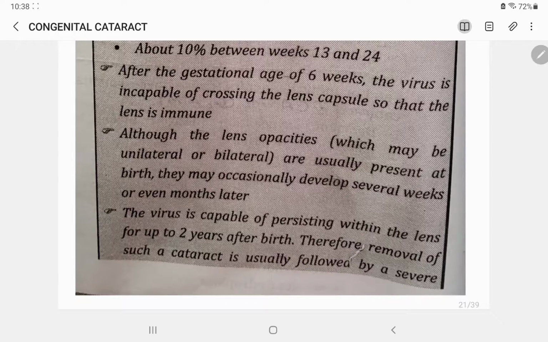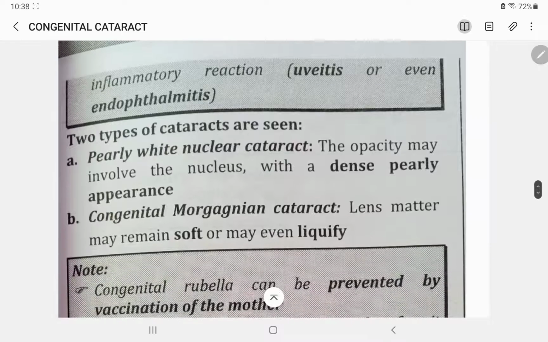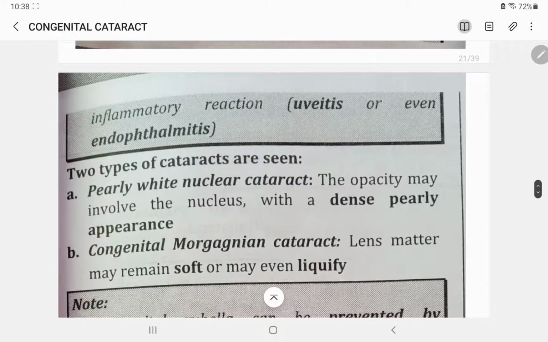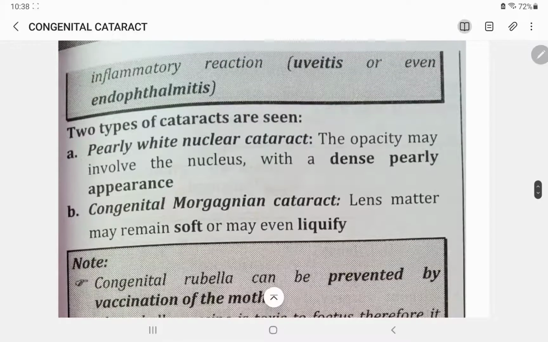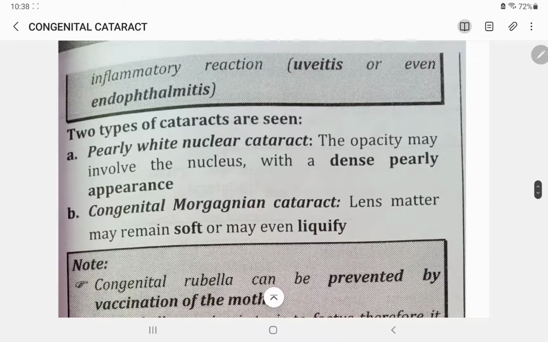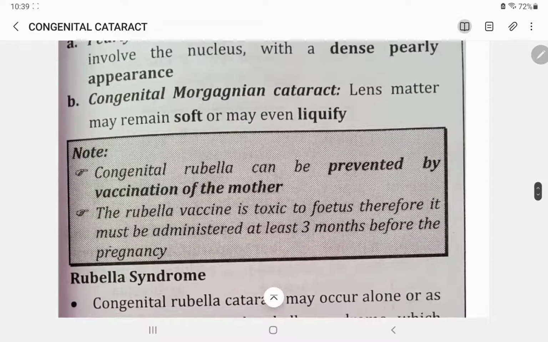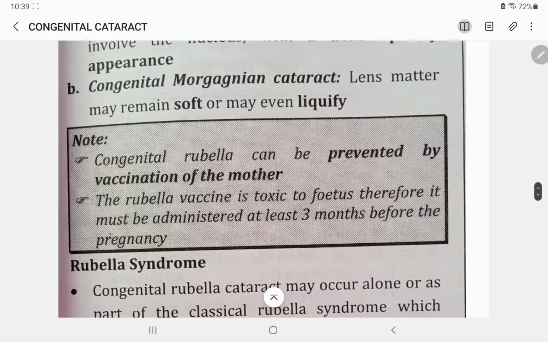Therefore, the removal of such cataract is usually followed by a severe inflammatory reaction, that is either uveitis or even endophthalmitis. And there are two types of cataract seen, that is pearly white nuclear cataract or congenital Morgagnian cataract. Pearly white nuclear cataract means it involves the nucleus with a dense pearly appearance, like a pearl. And another is Morgagnian cataract, where the lens matter is soft and liquefied, which is known as the Morgagnian cataract.